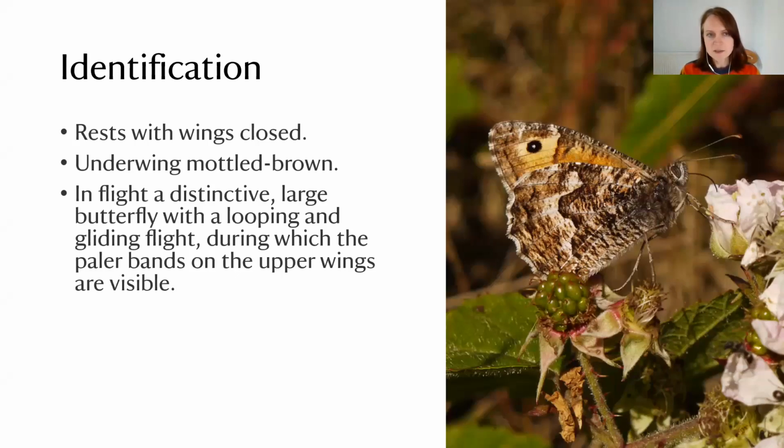But its flight is quite distinctive. Again, it's a large butterfly, and it's got this looping and gliding flight. And as it says here, during the flight, you can see the paler bands on the upper wings. But it's really one to get your eye in for. Think about the sort of habitat that you're in. Does it feel right for grayling? And then think about the flight and the size and the wings.